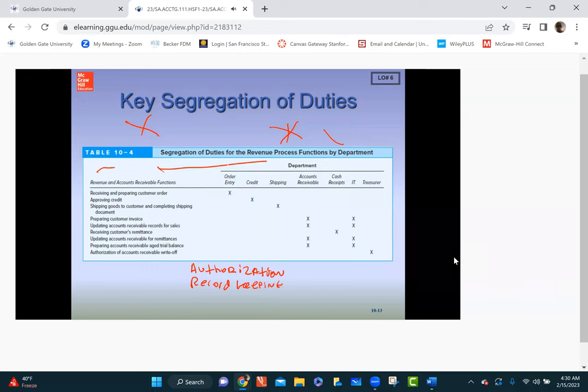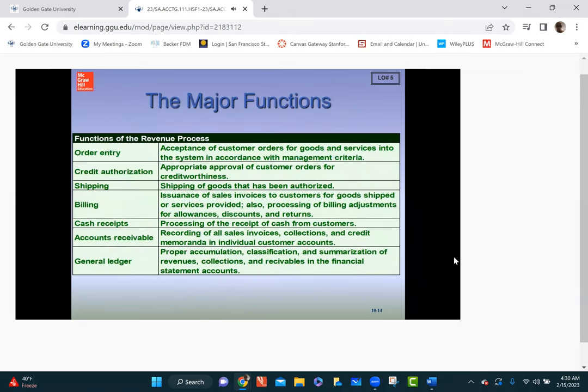And custody. And again, you can remember that by using that mnemonic ARC. Okay, any questions? Okay, good. Let's go ahead then and take a look at the major functions here. And this really summarizes what I was talking about before.